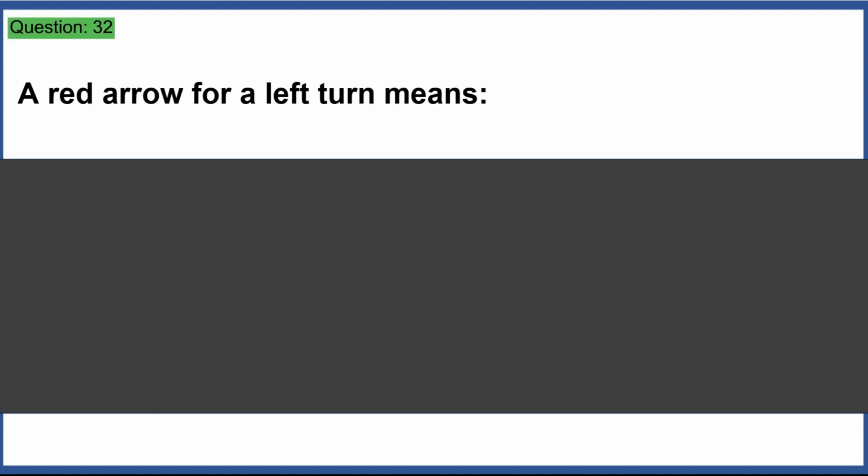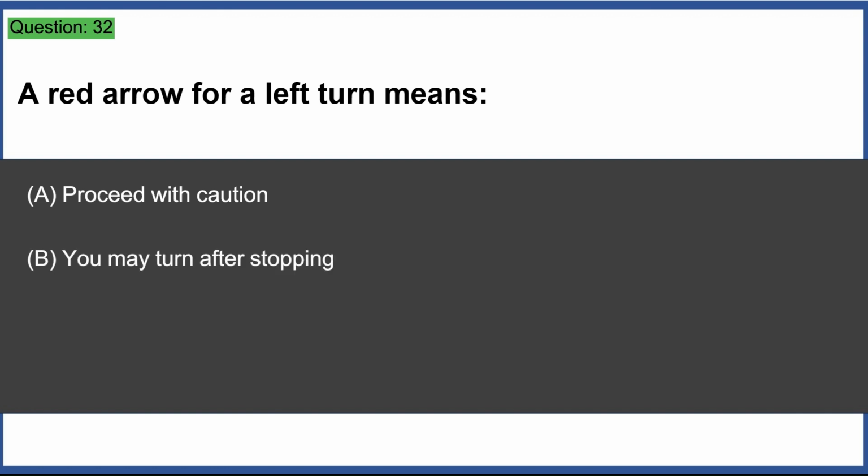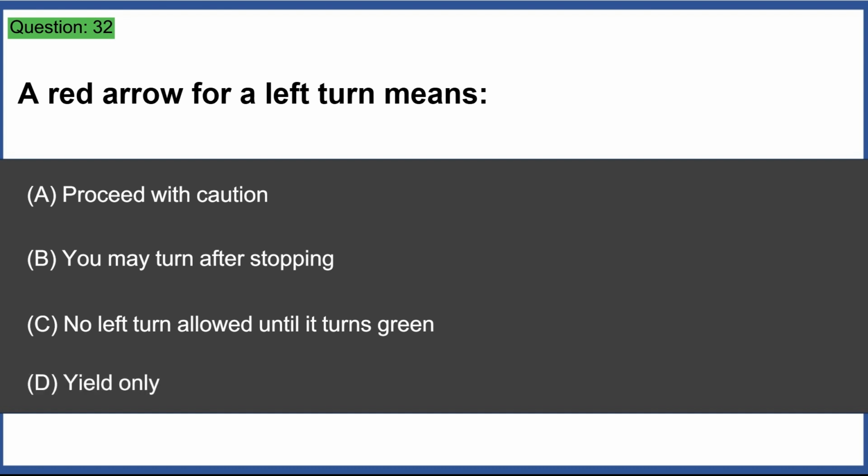A red arrow for a left turn means: A. Proceed with caution. B. You may turn after stopping. C. No left turn allowed until it turns green. D. Yield only. Answer C. No left turn allowed until it turns green.